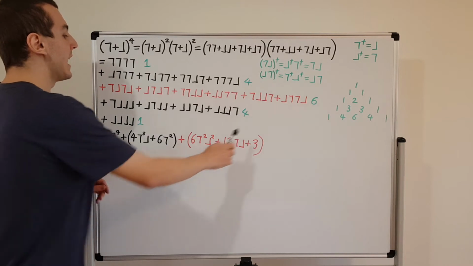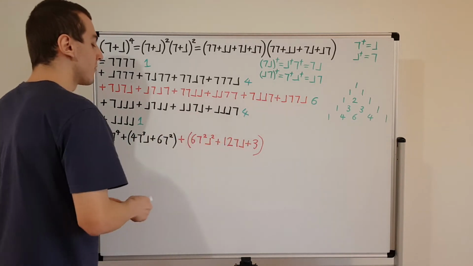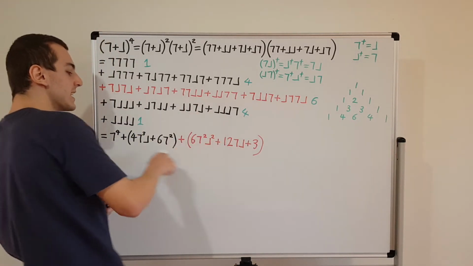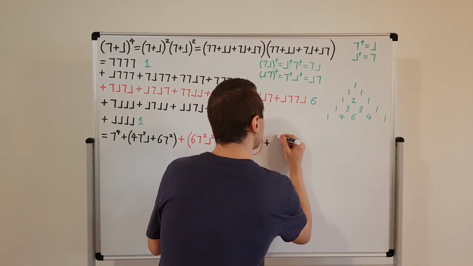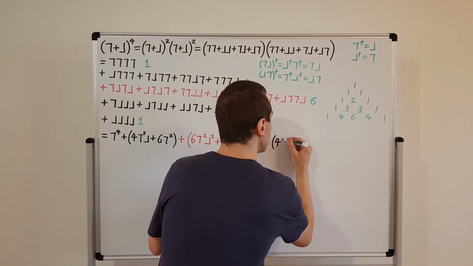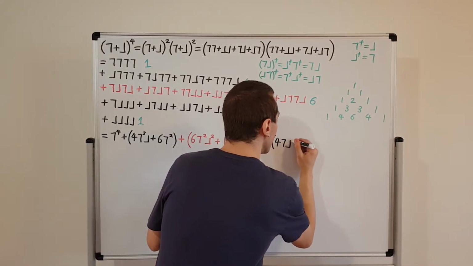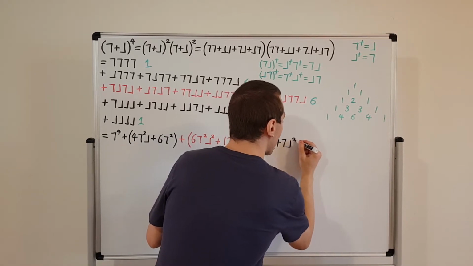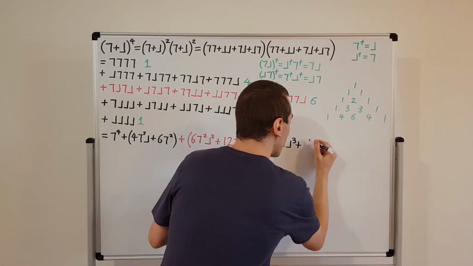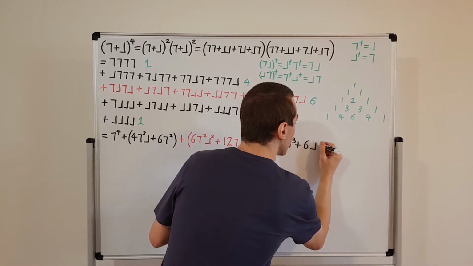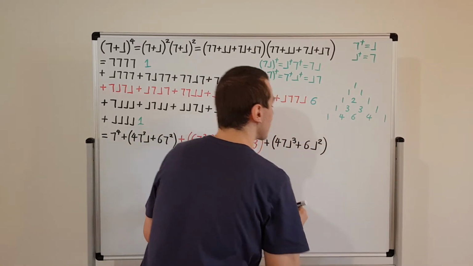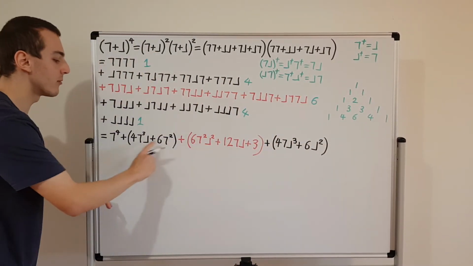Now let's have a look at this fourth row over here. That fourth row is going to have a term that looks analogous to this. So I'll write that in brackets. We have 4 copies of the raising operator and then the lowering operator raised to the power of 3. But we also have 6 copies of the lowering operator squared. So this is analogous to what we have over here.